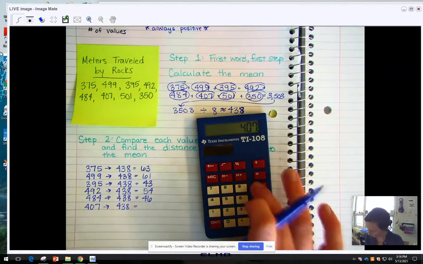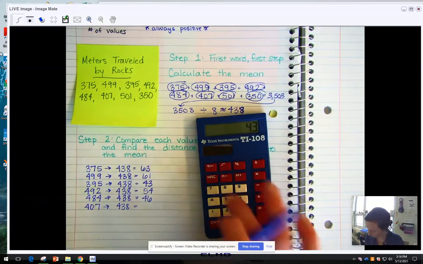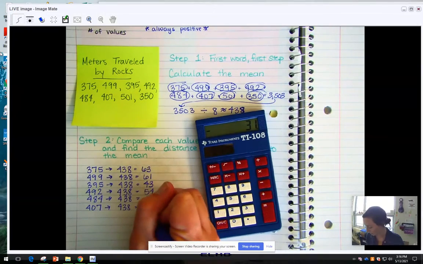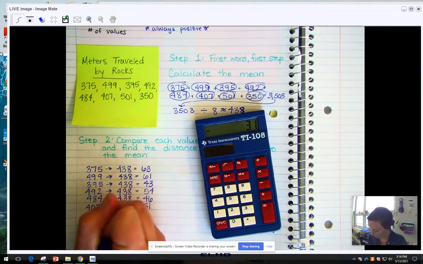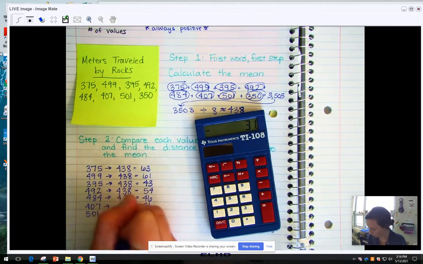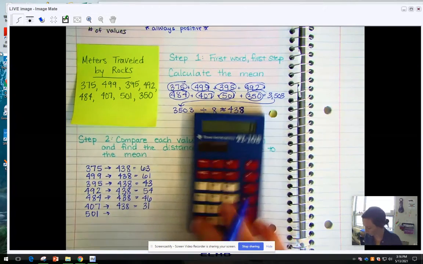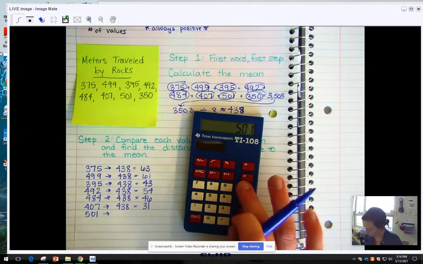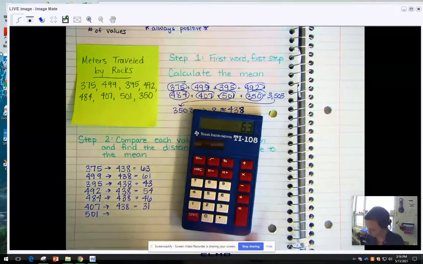In case you're wondering, why is it that we're writing 438 over and over again? It's because it's the mean, and we're comparing all of these with the mean, which is why step number 1 has to be finding the mean. We have nothing to compare it to.